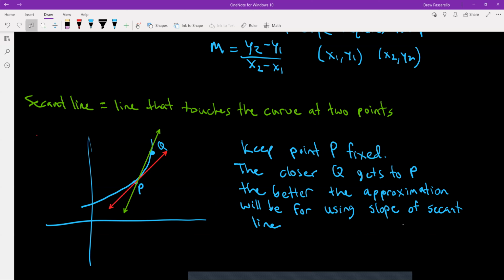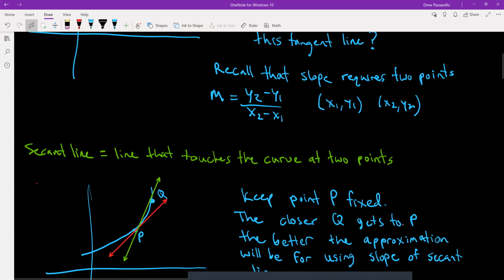Now the thing is, we're going to keep the point P fixed, and the point Q is going to vary. And the idea is the closer Q gets to P, so if we get point Q approaching point P, the better the approximation will be for the slope of the tangent line. So we're going to use a secant line to approximate a tangent line, because the secant line gives you 2 points, and those 2 points you can plug in the slope formula.